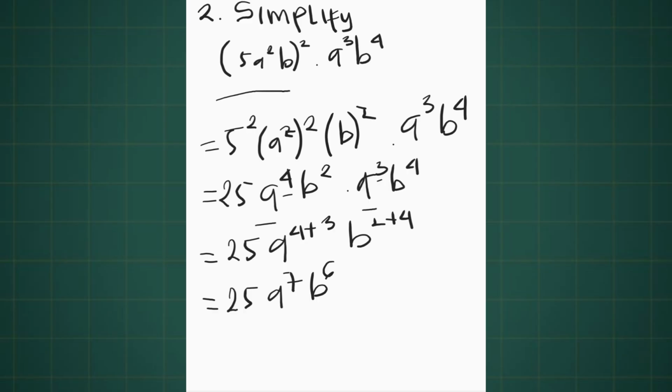So the result from simplifying 5a to the power of 2 b, all raised to the power of 2, times a to the power of 3 b to the power of 4 is 25 a to the power of 7 b to the power of 6.